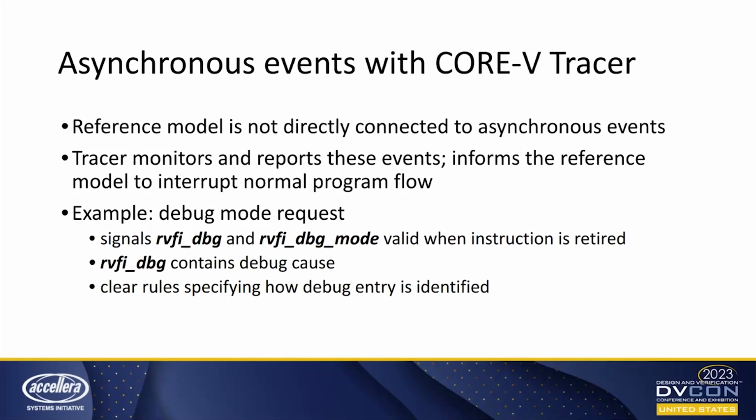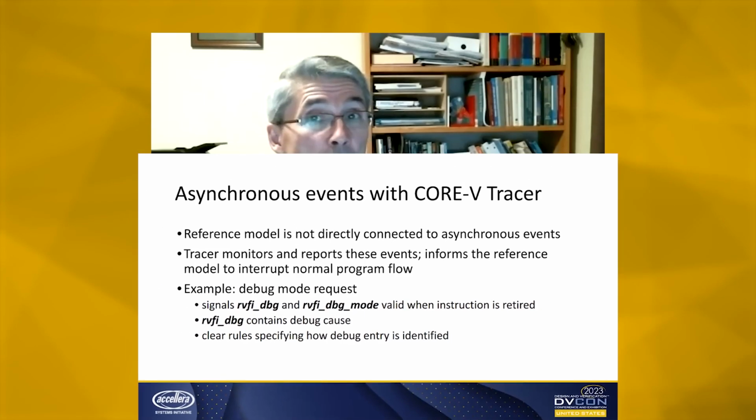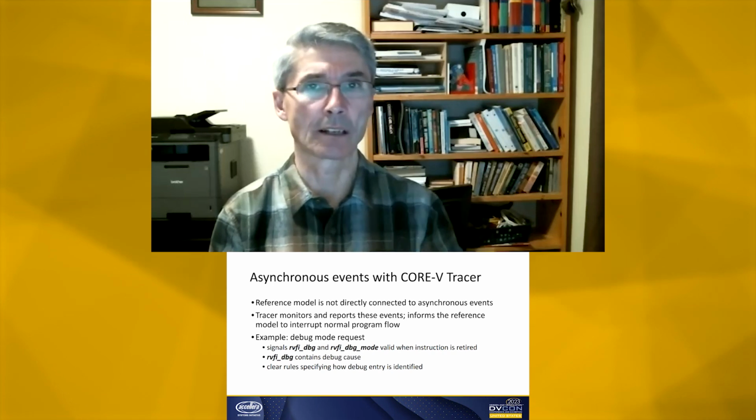I want to talk a bit about asynchronous events with the Core 5 tracer. Remember, the reference model is not connected directly to these asynchronous events anymore in the second generation of Core 5 Verif. So it relies on the tracer to signal when these things happen. The Core 5 tracer monitors and reports these events and informs the reference model to interrupt its normal program flow. I'll give you an example.